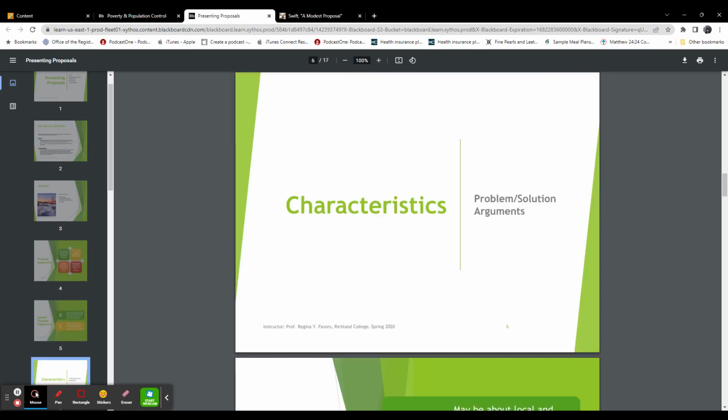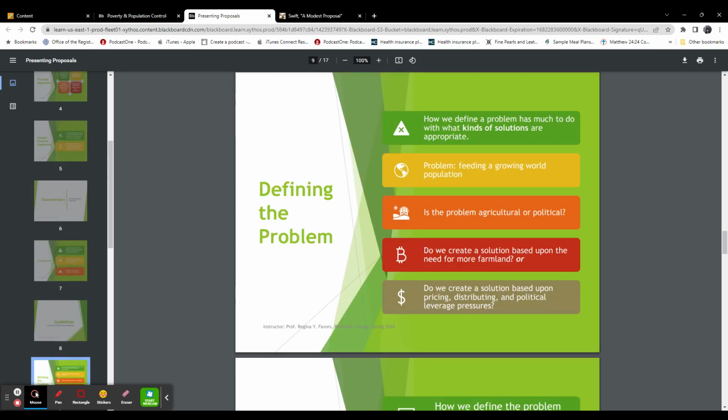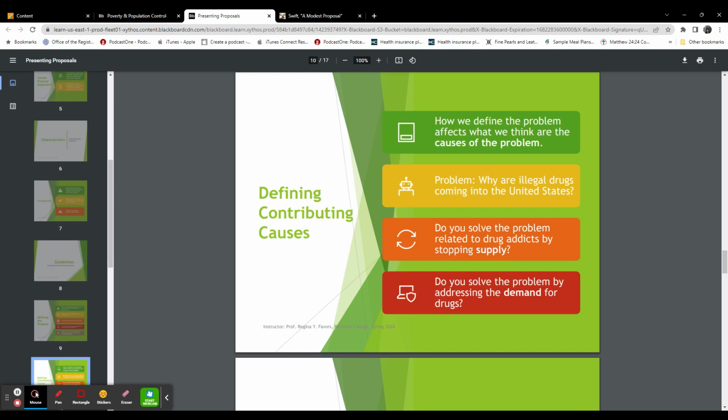I'm not going to go over them, but characteristics in general, most proposal arguments can be local, specific problems. It can be a global problem. It can be a specific target. And then there are some guidelines. So, how we define a problem has much to do with what kinds of solutions are appropriate, right? And then we have different types of questions that we must ask. And then when we want to know contributing causes, how we define the problem affects what we think are the causes of the problem. And so we go into different ways and perspectives of examining the causes of the problem.